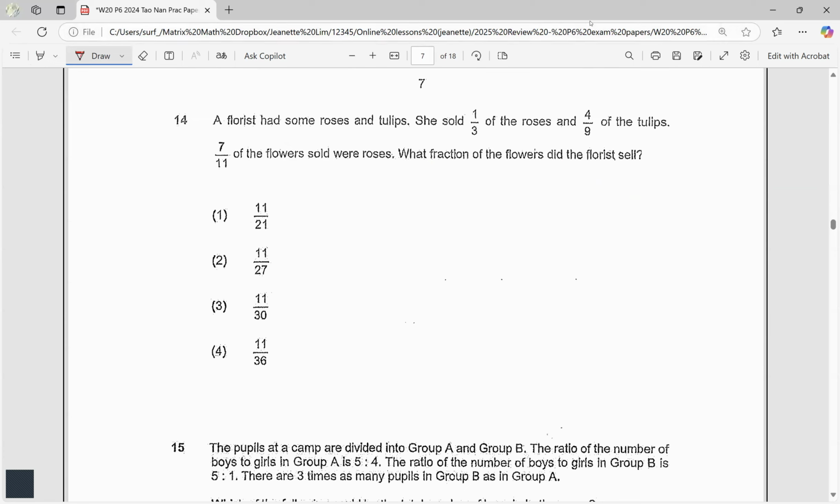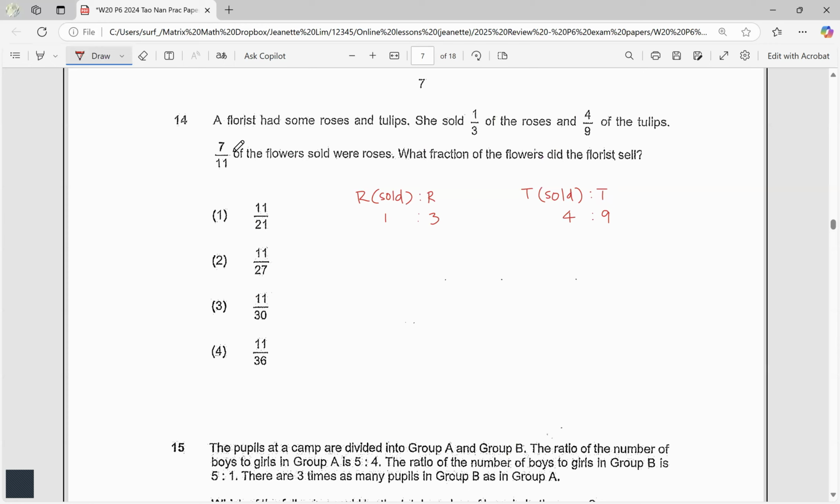So firstly, she sold 1/3 of the roses, which means that roses sold to the total number of roses will be 1 to 3. For the tulips, 4/9 were sold. So tulips sold will be 4, total for the tulips will be 9. Just be careful, T is not total, but T is tulips.